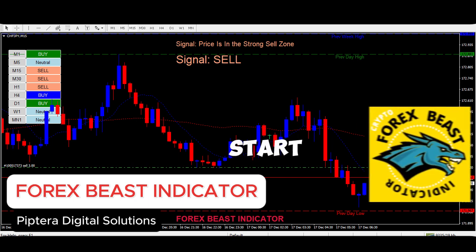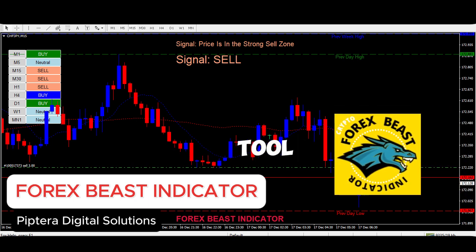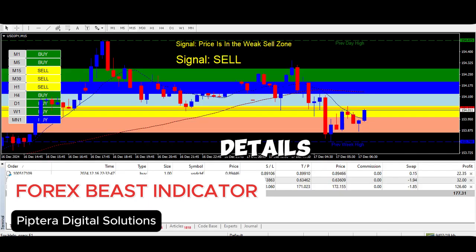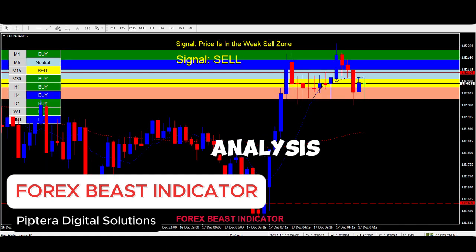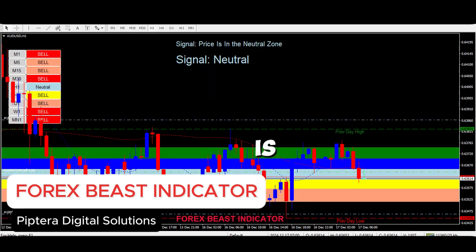Now, let us start our demonstration of this tool, covering key important details about features of the tool and how to use it in currency analysis. Remember, this tool can be used in any of the known currency markets out there. It is not only limited to Forex pairs.